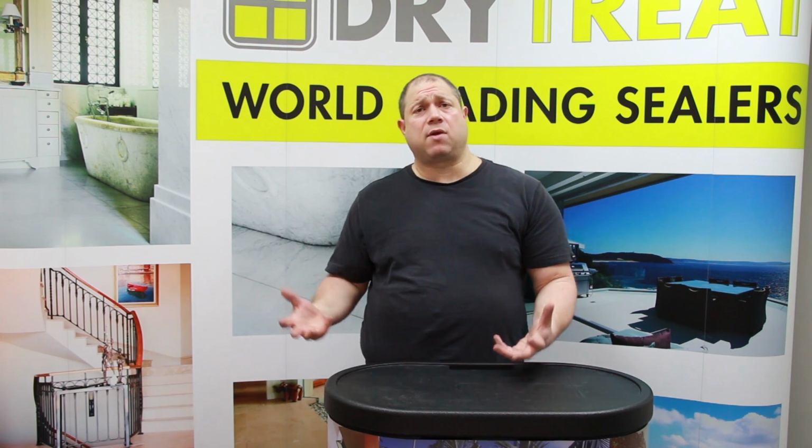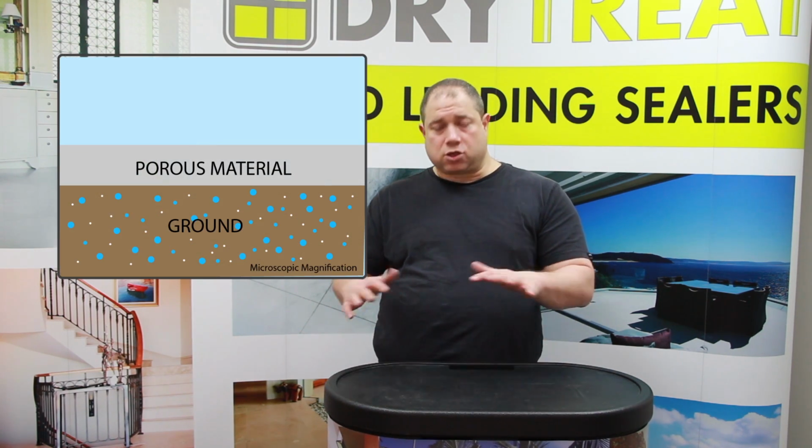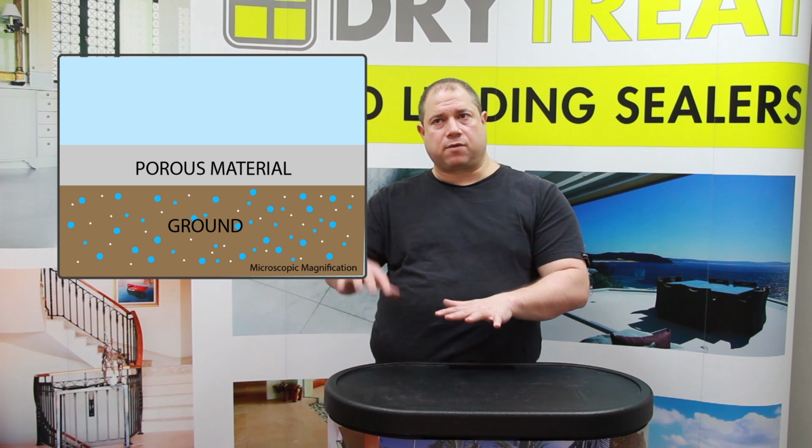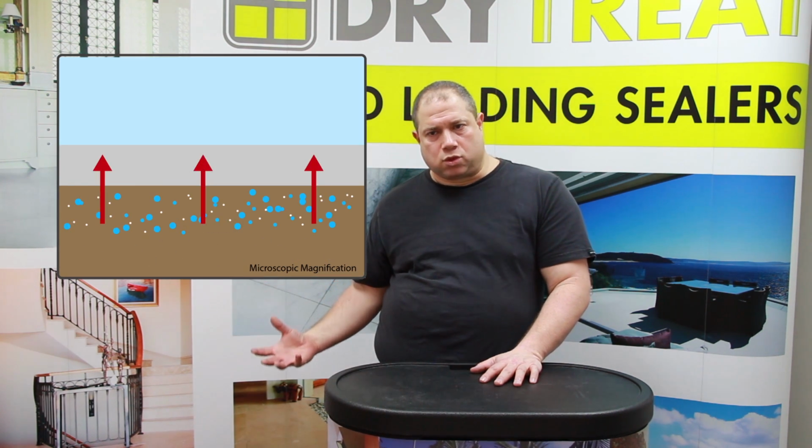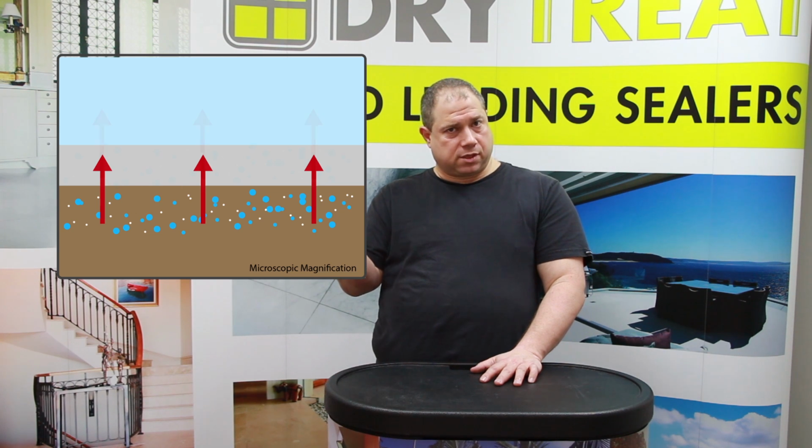Now, the way efflorescence occurs is from water traveling through your porous material. So let's say, for instance, you have some concrete paving that's outdoors, and the ground underneath it is wet. As the top surface dries out from this exposure to the sun and the air, you will find that water will be sucked up towards the top surface.